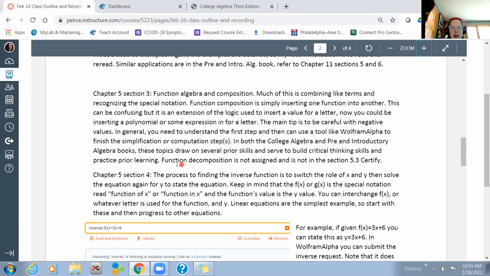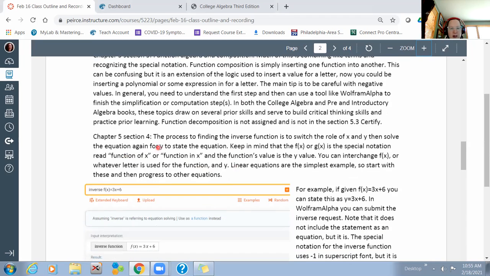All right, I do want to take a minute to point out that this last topic here, function decomposition, is not assigned in that chapter 5, section 3. I did take all of those decomposition questions out of it. So just focus on function composition, not decomposition.